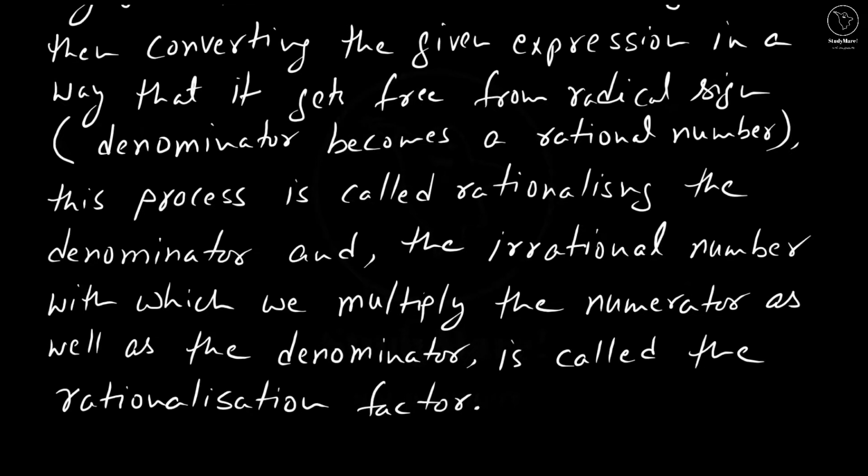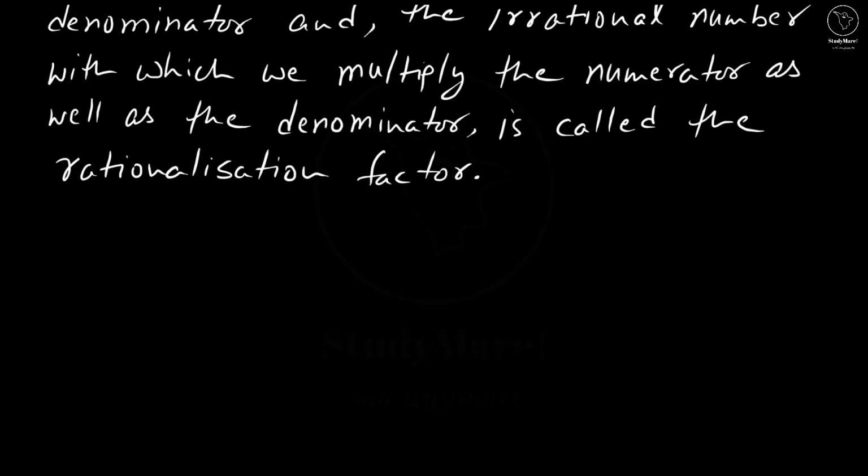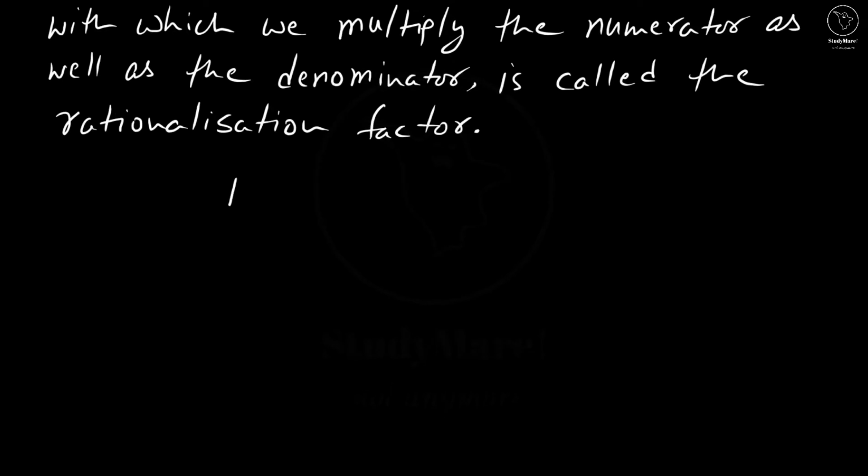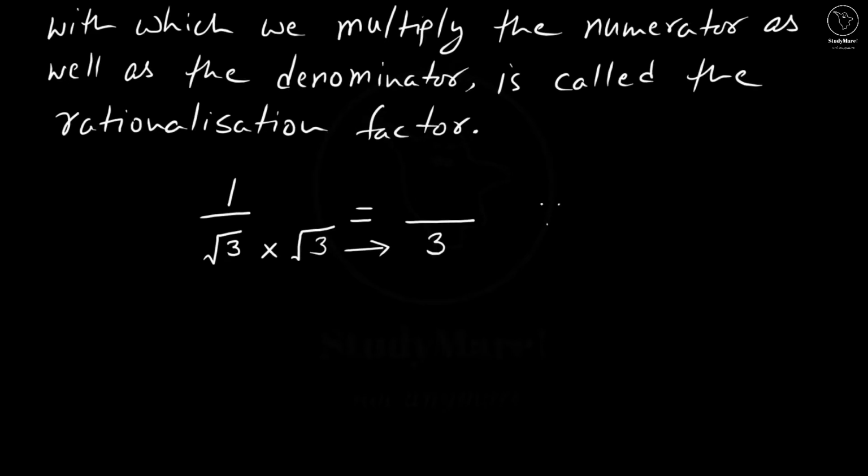Let's try to understand this concept with the help of a very simple example. 1 by root 3. Looking at its denominator, we can clearly see a square root sign with 3. Now, in order to rationalize this denominator, root 3, we need to convert it to 3 by removing the root sign. How do we do it? By which number should we multiply root 3 so as to get 3? Simple, it's root 3 because root 3 into root 3 gets us 3.